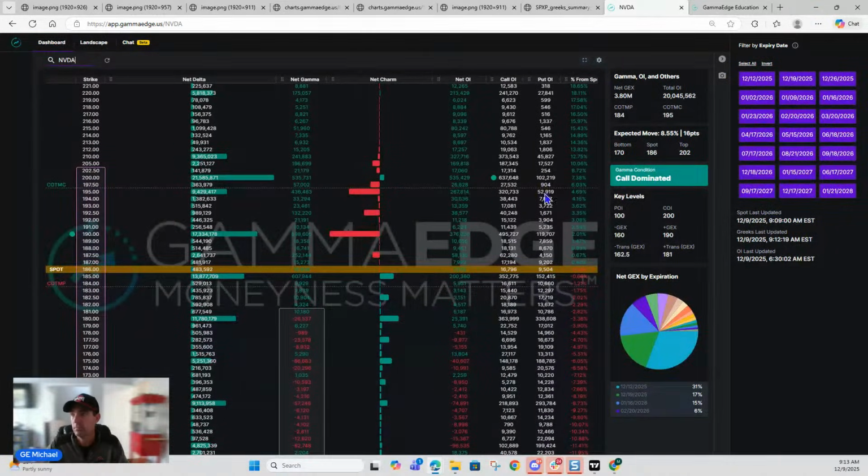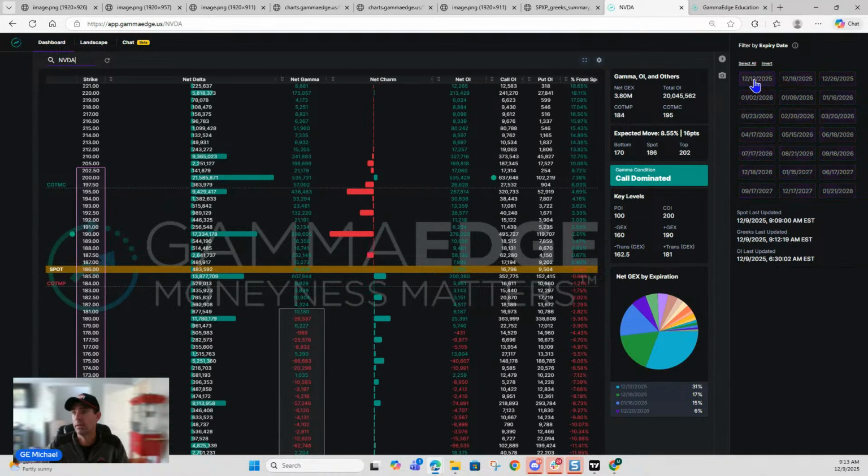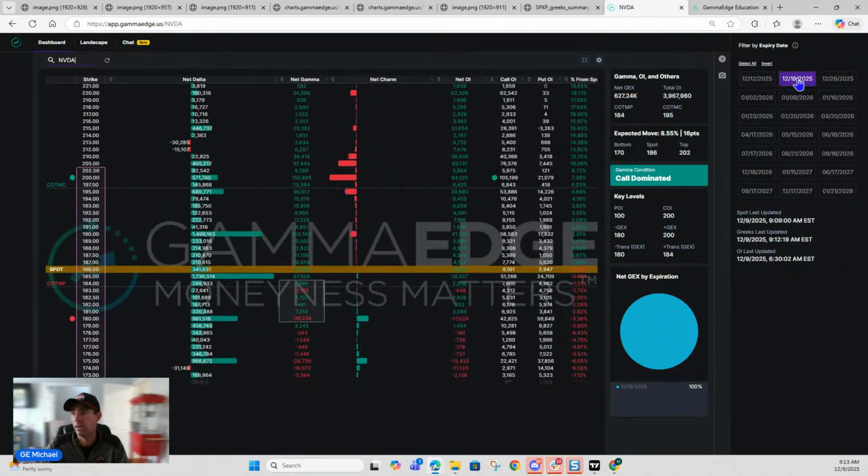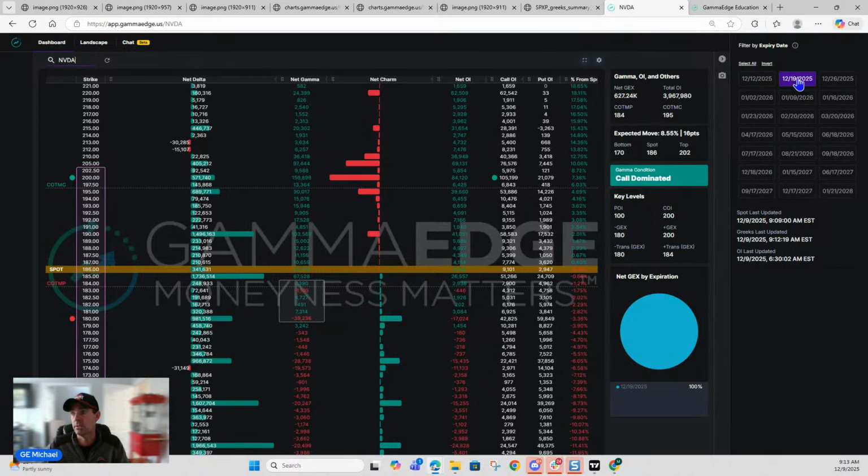NVIDIA, call dominated, 190 to the upside. I know it got a bump last night on some chip news. So everything looks good. 200 most likely would be that target to the upside that I'd keep watching. Friday's expiry, 190, call dominated. Nothing really changes. Oh, actually, the structure moves up into monthly OPEX. So again, speculation to the upside on NVIDIA. Everything looks good there. I wouldn't really change my stance on that.